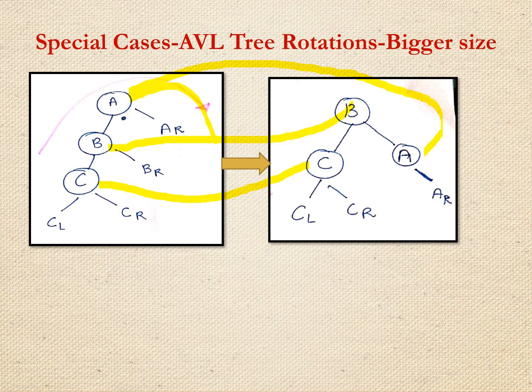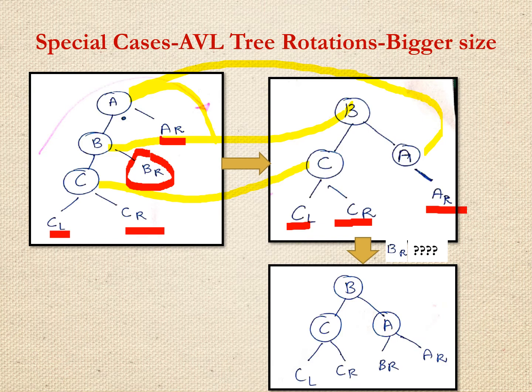Now let us understand that CL and CR are as they are, as child nodes of node C. Then AR, the right child of your A node, is also the same on the right-hand side. Now what will happen? B is the root now. So where can we put BR, the right child of the B node? You can verify the difficulty, that is the placement of BR.